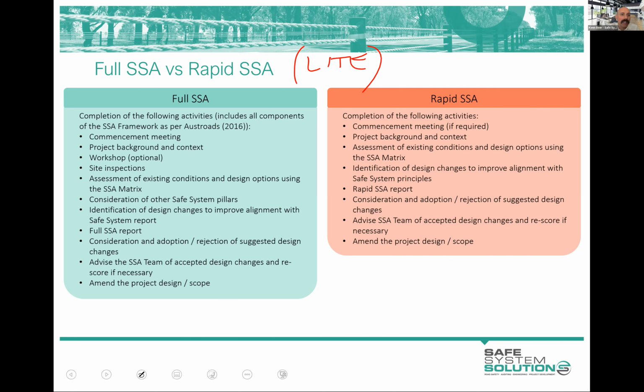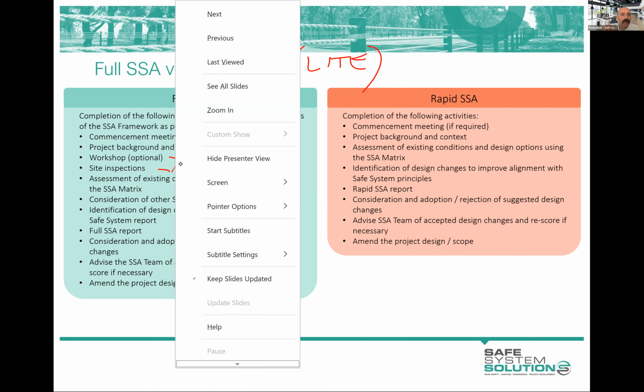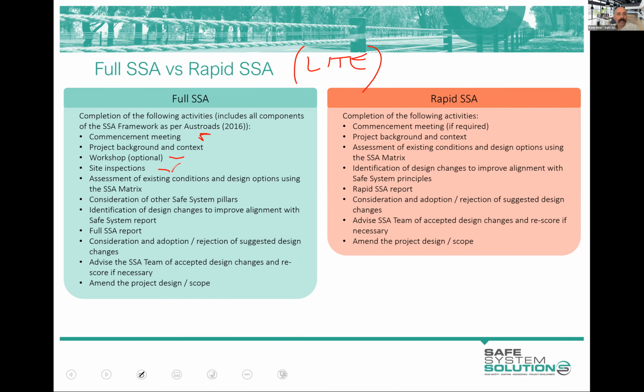So commencement meeting, that's one where, in a rapid, you don't really need to have a meeting around that. Project background and context, well, you're going to need that regardless. The workshop is kind of even optional in both full and rapid, but it's often done in a full one, some sort of workshopping with the project team. Site inspection is optional in a rapid, although it's done a lot, but it has to be done in a full safe system assessment.